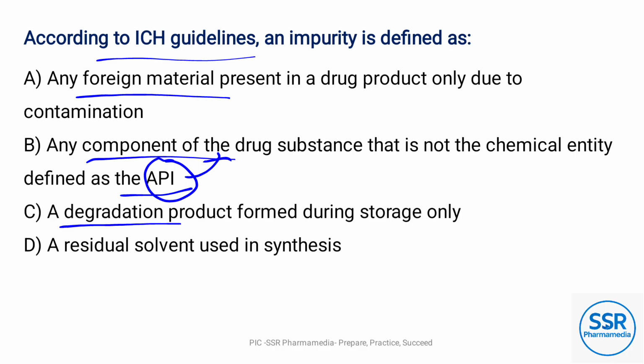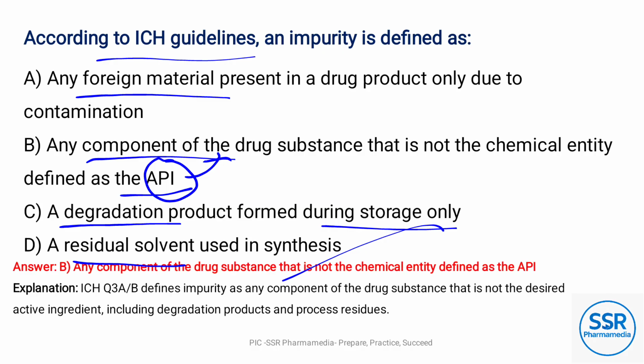A degradation product formed during storage is also a type of impurity. And a residual solvent used in synthesis. So the residual solvent is one of the impurities for the API, active pharmaceutical ingredient. So the answer is option B: any component of the drug substance that is not the chemical entity defined as the API. This is the exact definition of impurities.